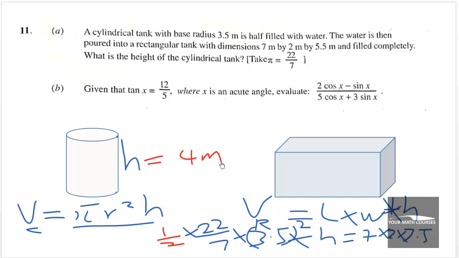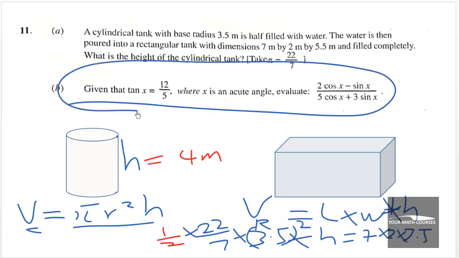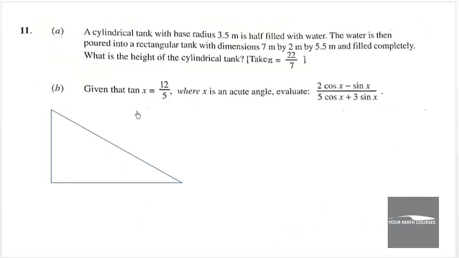Now let's look at part B of the question. Given that tan x is equal to 12/5, where x is an acute angle, evaluate (2 cos x minus sin x) over (5 cos x plus 3 sin x). We can draw a right angle triangle like this, with angle x here. Tan x is opposite over adjacent, so the opposite is 12 units and the adjacent is 5 units.